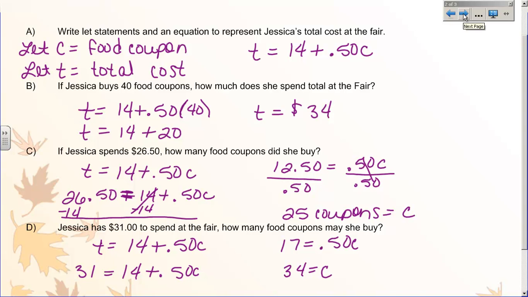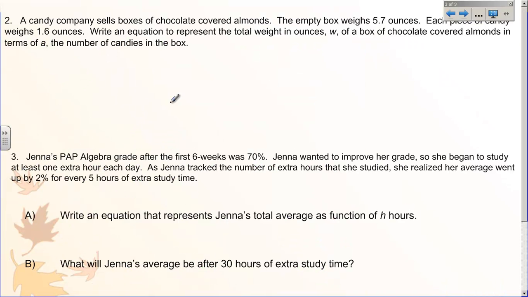So let's do a couple more. The second one, I'm going to move this because it's in the way. A candy company sells boxes of chocolate-covered almonds. An empty box weighs 5.7 ounces. Each piece of candy weighs 1.6 ounces. Write an equation to represent the total weight in ounces W of a box of chocolate-covered almonds in terms of A, the number of candies in the box.